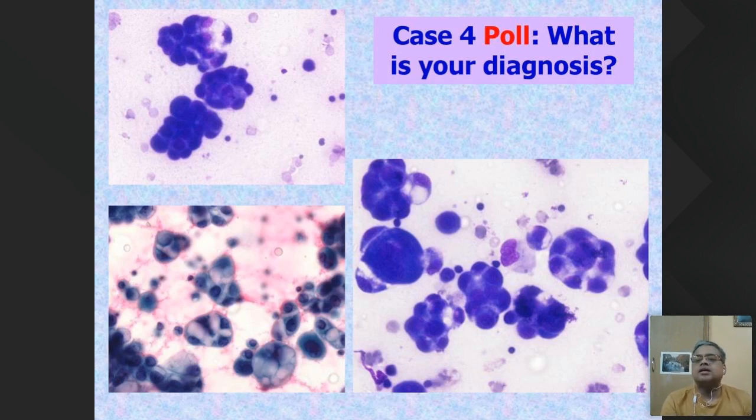Now this is a reactive mesothelial cell. So none of the above was the correct answer. 68% of you felt it was an adenocarcinoma. So that's the reason why this slide was put, because it is very easy for you to miss a reactive mesothelial cell cluster and call it an adenocarcinoma. So reactive mesothelial balls are also called morulae. So these morulae can look like adenocarcinoma. They acquire a three-dimensionality which you don't get with the normal mesothelial cells.